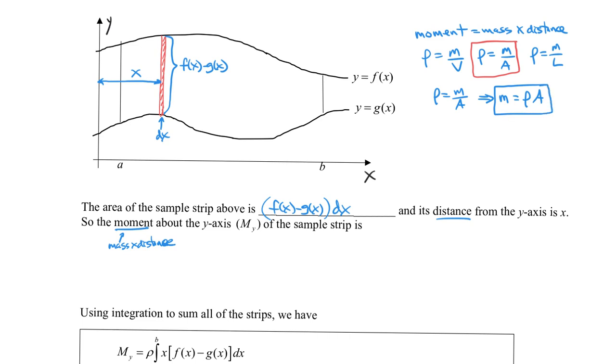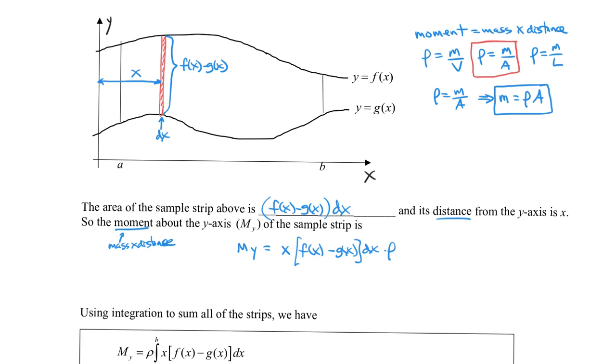Okay, so coming back down here to finish up what we're working on, moment is mass times distance. And if we want to find the moment about the y-axis, M sub y, it's going to be mass times distance, right? Moment is mass times distance. The distance is x, and then the mass is density times area. I'm going to write the area like this: f of x minus g of x dx, that's the mass, and then the density is rho.